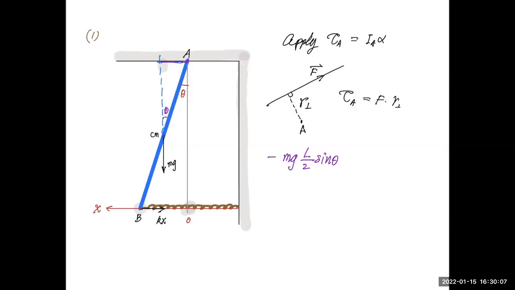Similarly, we can calculate the torque provided by kx, and we need to find the lever arm again. So again, we start from point A, and we draw a line that's perpendicular to the line of action, which runs through the spring. And so this lever arm is just L cosine theta, and the force is kx. The torque is also negative because it's also counterclockwise. So therefore, it's force kx times L cosine theta. That's the torque, and that equals I_A times alpha.